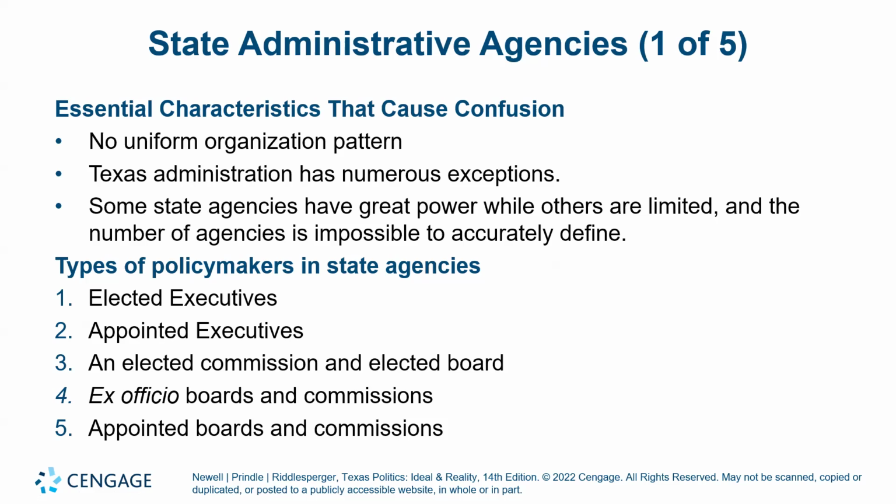Okay, so we have elected executives. Obviously, this is your plural executive, like your governor and your lieutenant governor that we've mentioned before, but we'll also talk about some other ones like the attorney general and the comptroller. You also have appointed executives, like the TEA director, the Texas Education Agency director, or the director of DPS, basically the heads of the state agencies. And then elected commissions and elected boards, like the State Board of Education and the Texas Railroad Commission.